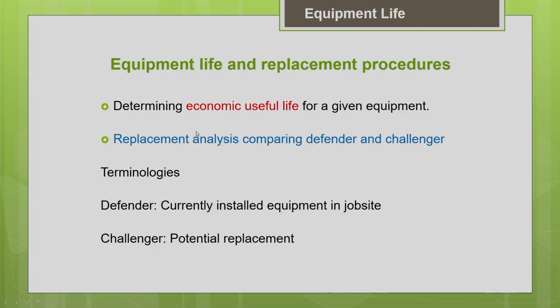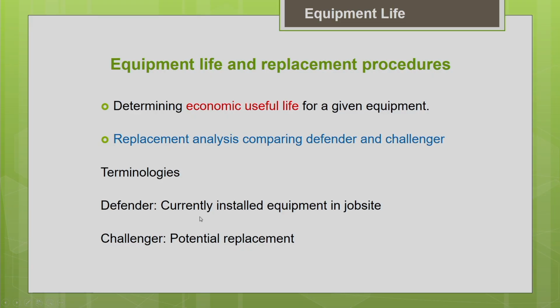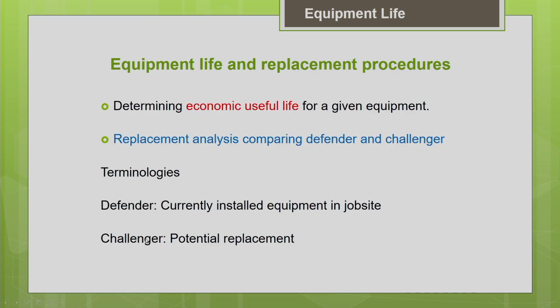And the next one we are going to discuss is, once you have decided to replace your machine, we have to look for the alternatives. What are all the alternative machines available in the market to replace my current machine in the project site? Okay. So, there are some terminologies we need to know. The currently installed machine at the project site, any currently installed equipment or asset, we call it the defender. And the proposed equipment which you are considering for the replacement, the potential replacement, is called the challenger. Okay. So, you should be aware of these terminologies.